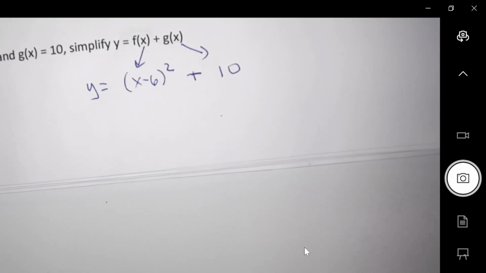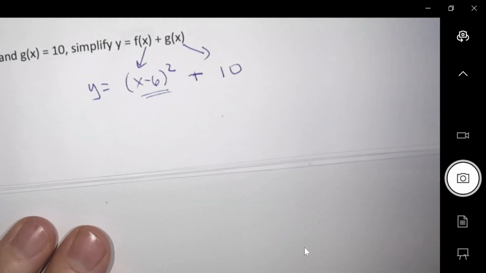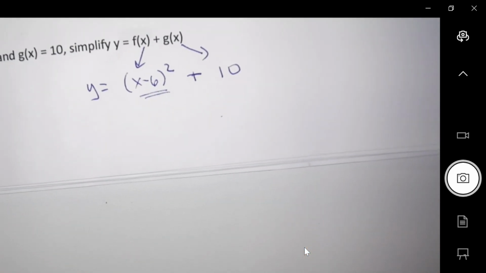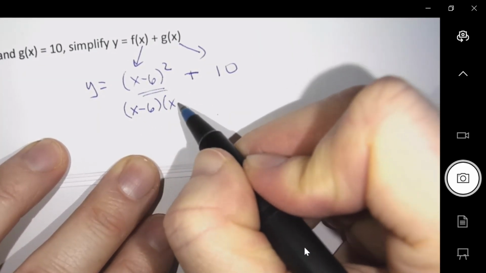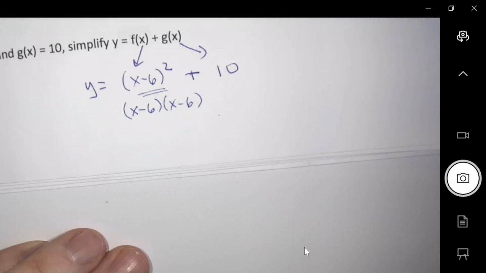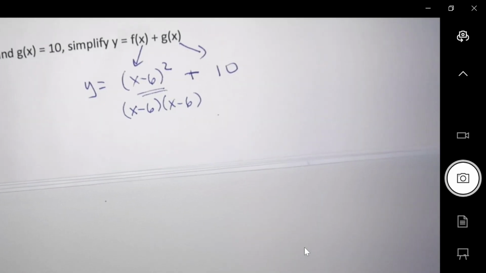How do you simplify something that looks like this? You have to do some work to simplify it. You're going to need to square this. How do you square that properly? Big mistake is people squaring each thing. You're not squaring each thing, you're squaring the unit. So you're going to have to FOIL.